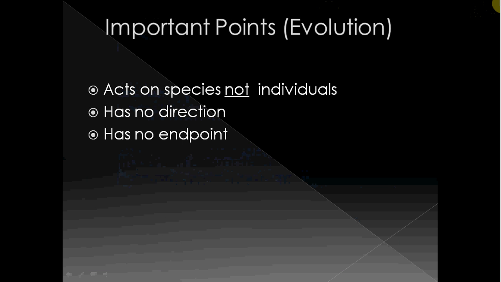Some important points about evolution are that it acts on species, not individuals. It has no direction and it has no endpoint. And that's pretty much it.